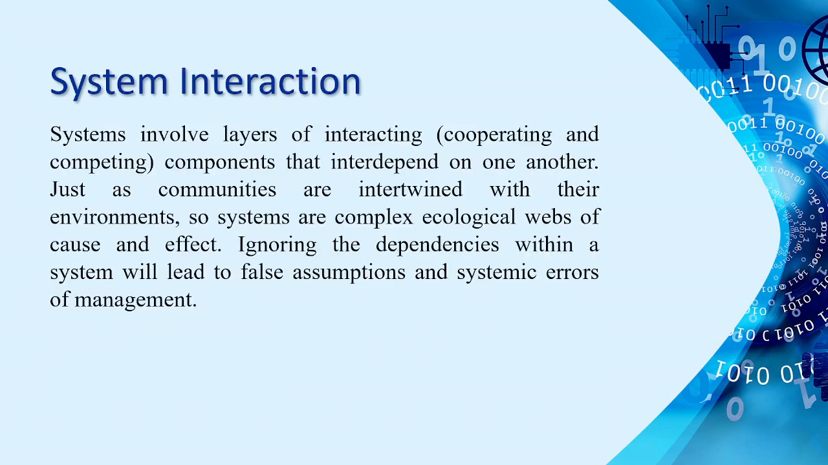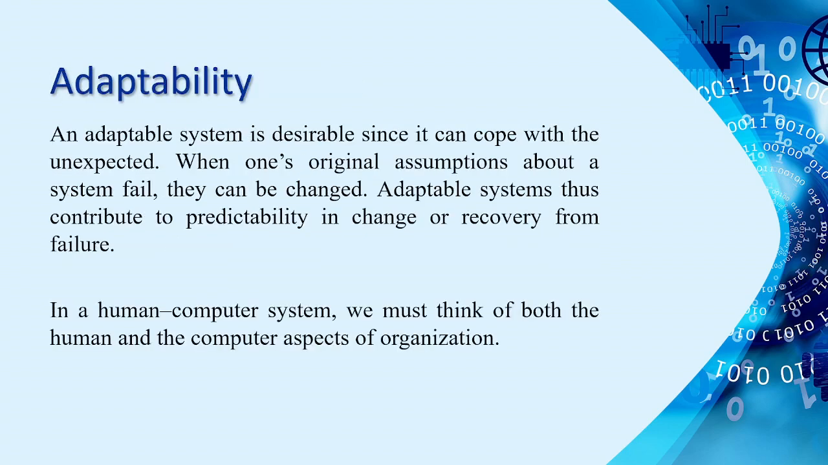So when we say system interaction, it involves layers of interacting components that intertwine and are interdependent on one another. Just as communities are intertwined with their environment, so systems are complex ecological webs of cause and effect. So when we ignore one of those dependencies, as I mentioned, it will lead to a false assumption or a systematic error of management.